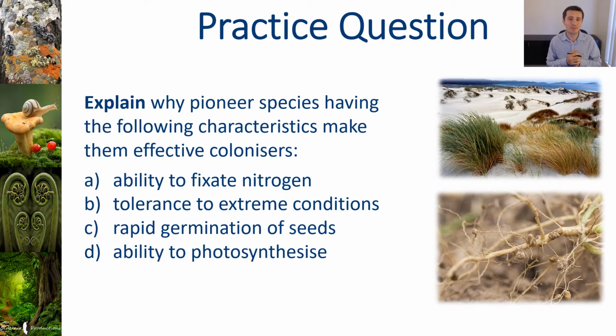So I want you to explain why pioneer species have the following characteristics that make them effective colonisers. Now I know the literacy isn't to explain, but by being able to explain these features, you're going to have a greater understanding of how they do impact those pioneer organisms. So the first one's ability to fixate nitrogen, tolerance to extreme conditions, rapid germination of seeds, and ability to photosynthesize. So let's look at those features.